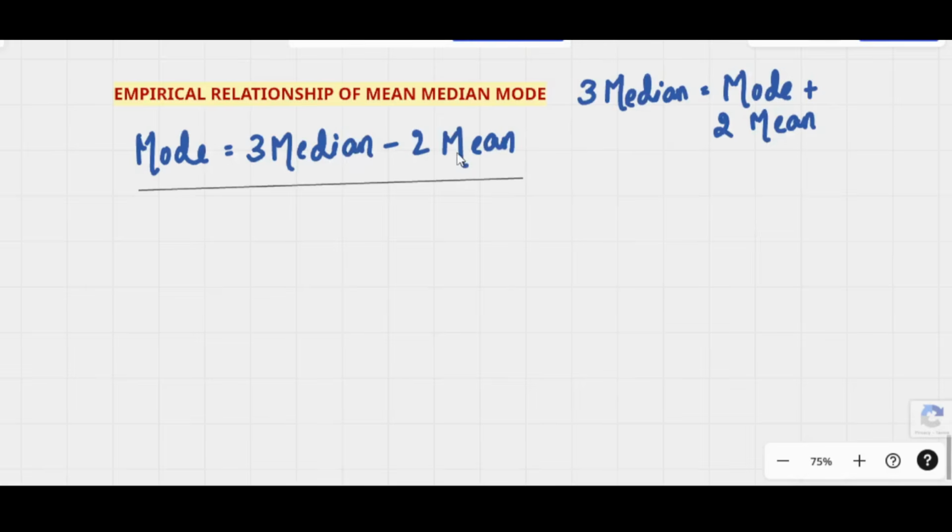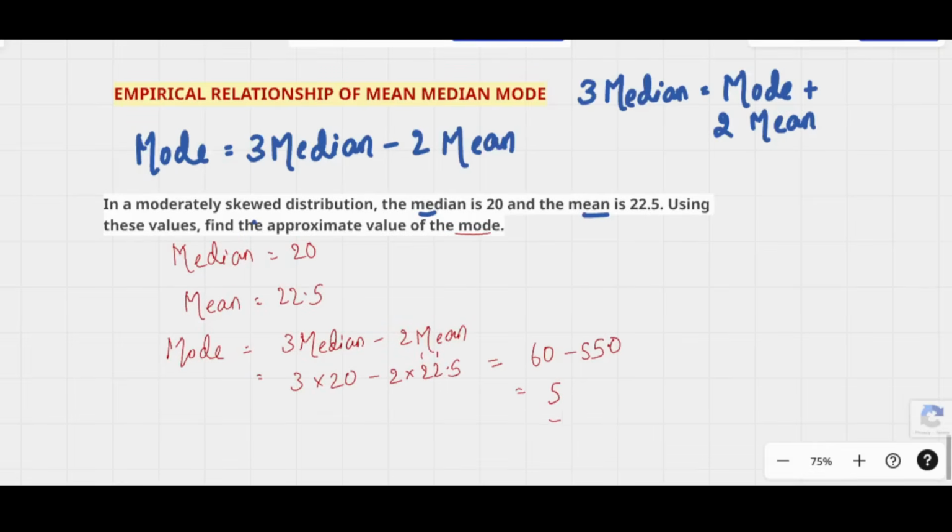This is the way: sometimes when they ask you to find three things, mean, median and mode, find any two and by the empirical relationship find the third. Let us solve one example on this. So the answer is 5. This is the way we can find it for one MCQ.